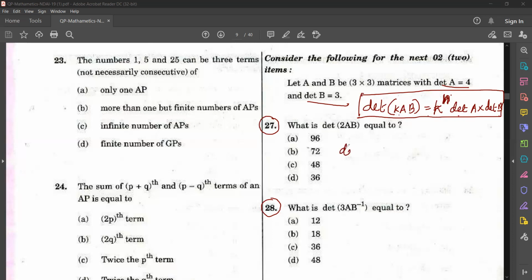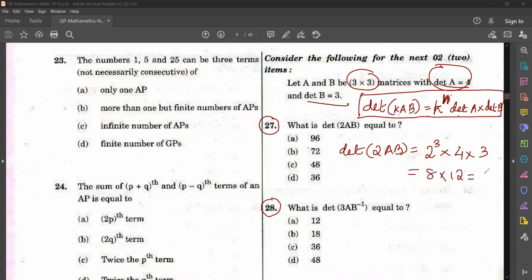Okay, so here we need determinant of 2AB. In the place of k we have 2. In the place of n we have 3 because they have given this as a 3 by 3 matrix. So 2 raised to 3, then into determinant of A. What is determinant of A? It is given as 4. Determinant of B is given as 3. So it is 8 into 12. So the answer is 96. Option A, 96.